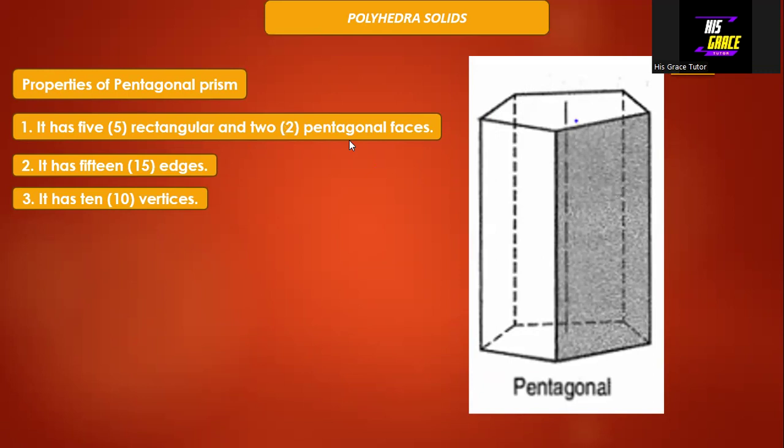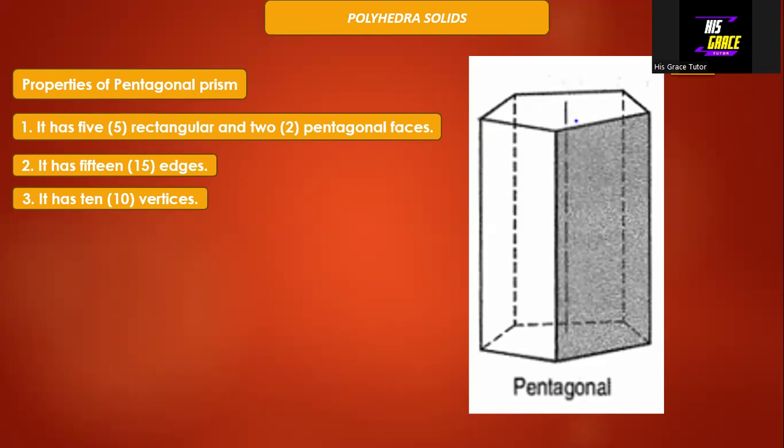Then it has 2 pentagonal faces, which are the shape of the cross-sectional end. Then we also have that it has 15 edges. So 5 up here, 5 around here, and 5 down here, making it 15 edges. Then it has 10 vertices. The vertices are 5 up here and 5 down here. So those are the properties of a pentagonal prism.